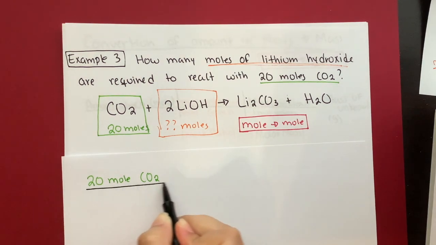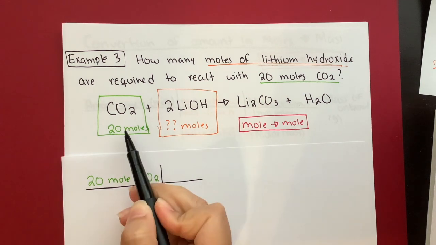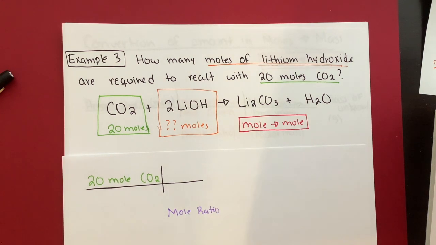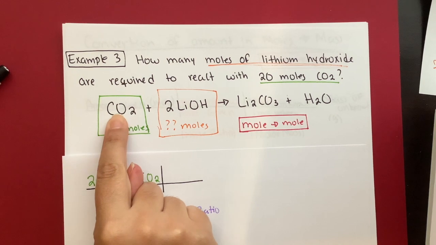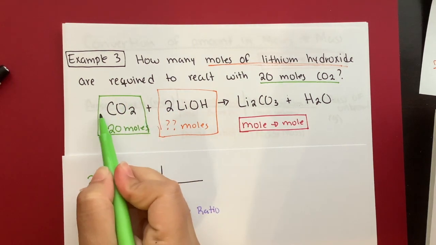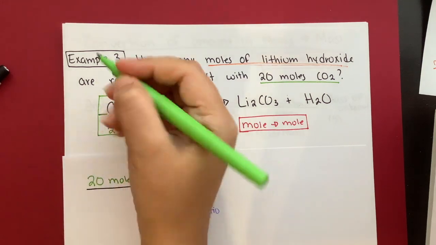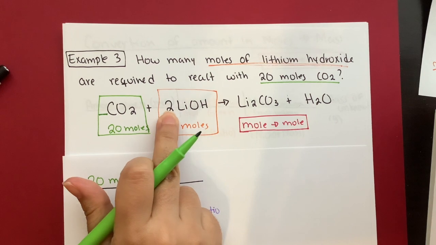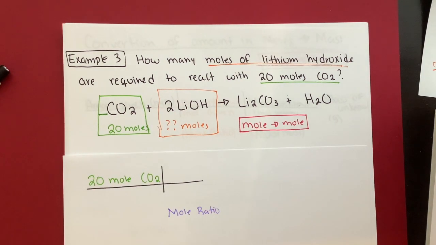Then, since we're already in moles, the next step is going to be to use the mole ratio. Remember, again, that the mole ratio comes from your balanced chemical equation. So we're going to go to the balanced chemical equation and look at the coefficients. Since there's no number here, that means that we have a 1. Okay, so we have 1 mole of carbon dioxide for every 2 moles of lithium hydroxide.